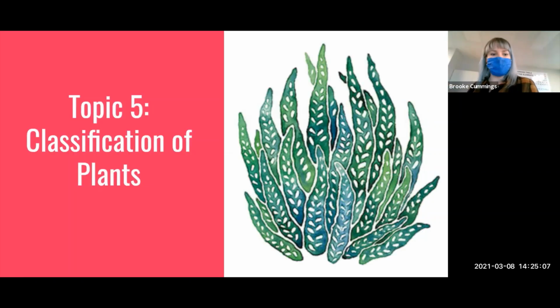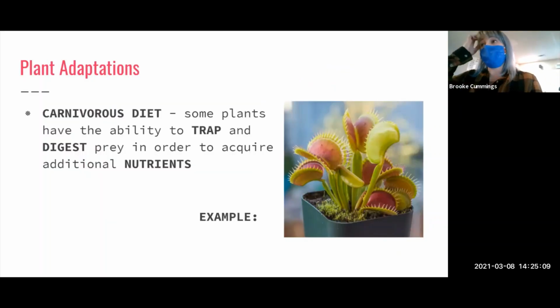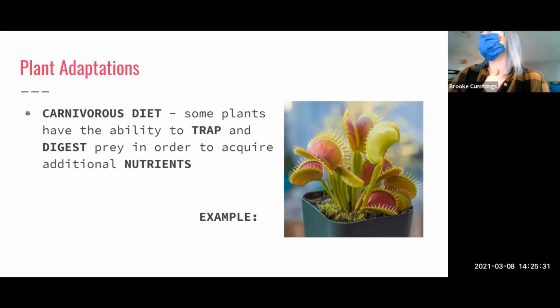Okay, a couple of more. Actually, I think this is the last one in this section. And then I'm going to go into more detail after we finish the next section. So carnivorous diets. Some plants have the ability to actually trap living things and digest them in order to acquire additional nutrients. So if they live somewhere where those nutrients weren't readily available in the soil, right? Because plants get all their nutrients from the soil. That's why you need fertilizer.